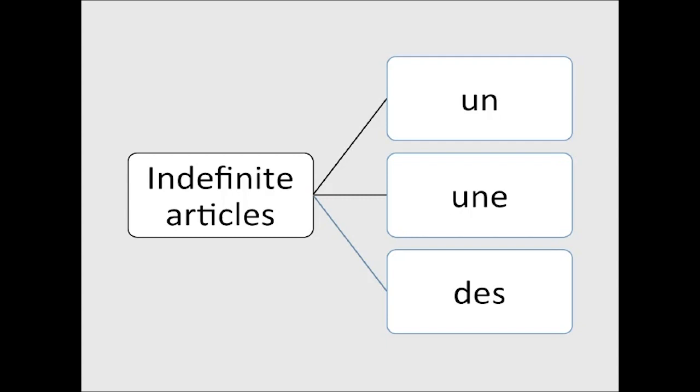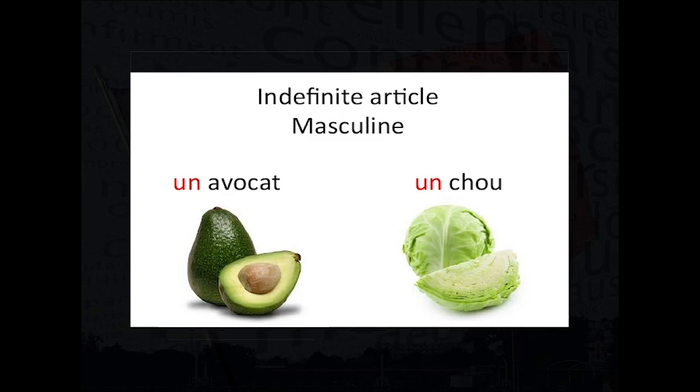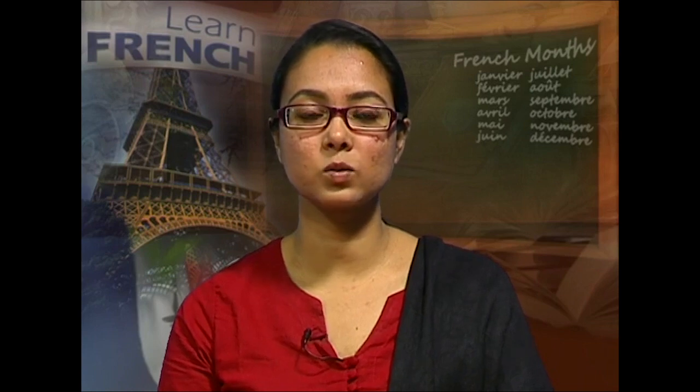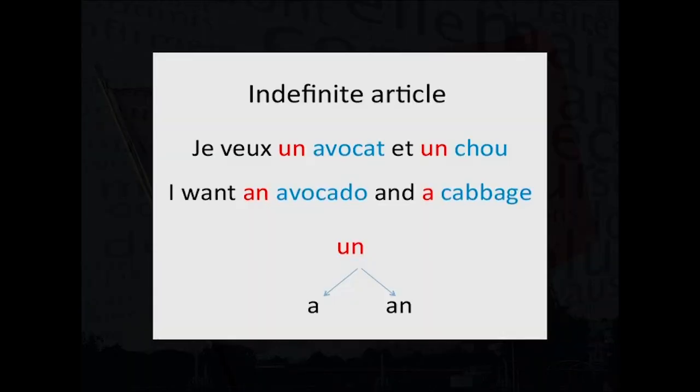To help you understand the concept better, I will reconsider the nouns I've used in the previous section. Let us begin with the indefinite articles un and une. Un is placed before a masculine noun, for example, un avocat and un chou. Let me make a sentence with these words. Je veux un avocat et un chou.